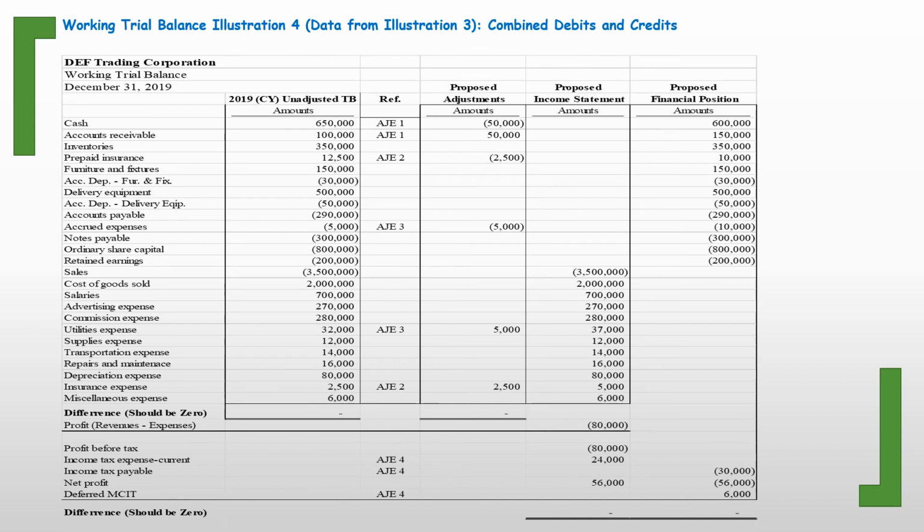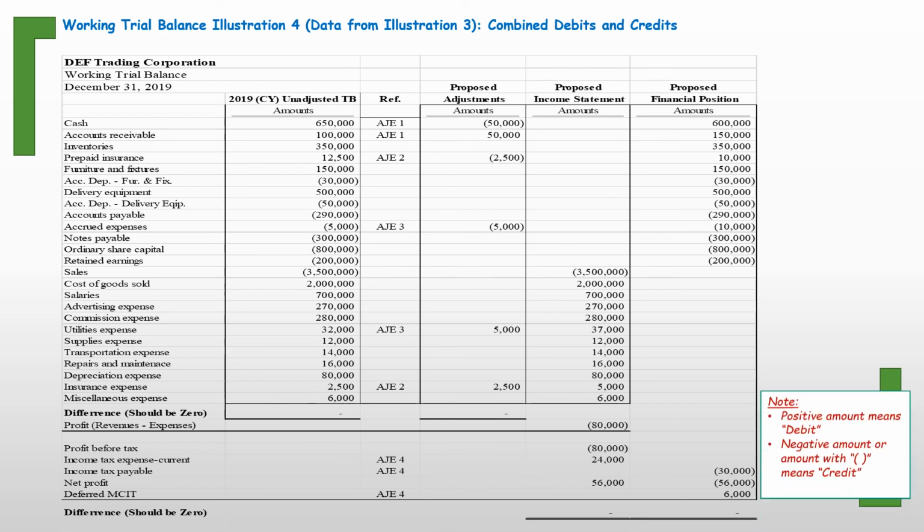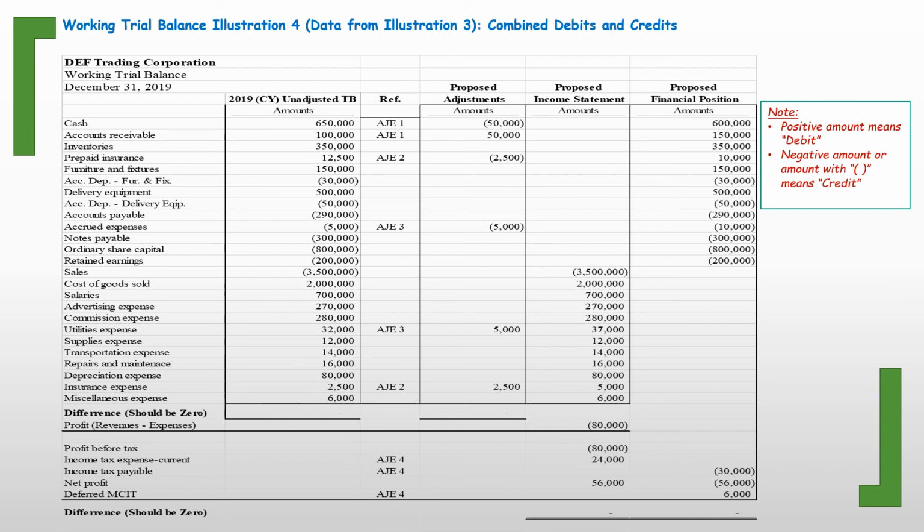Then we have illustration 4. Yung data nito is galing dun sa illustration 3. So in this case, kinombine natin yung debits and credits. Yung positive amount means debit, then yung negative amount or yung amount with open and close parentheses means credit. Additional columns for prior year balances and other information can be added for audit analysis.